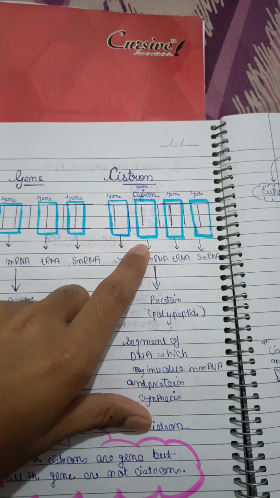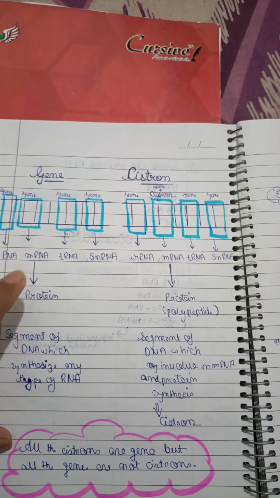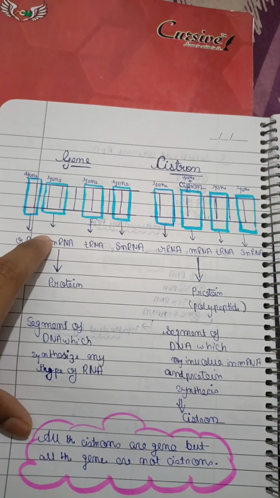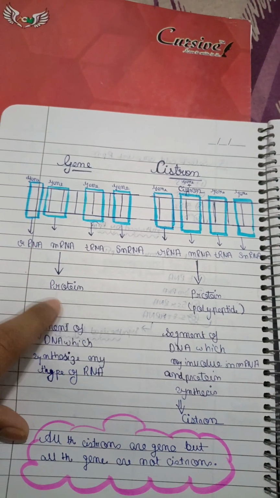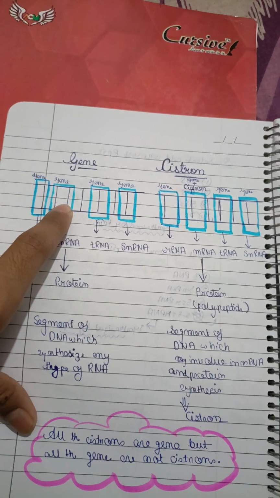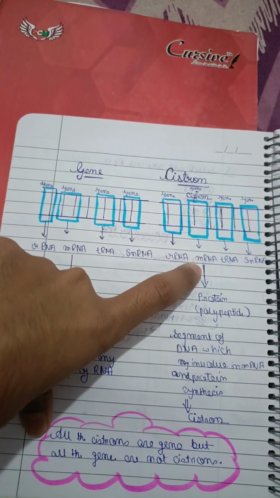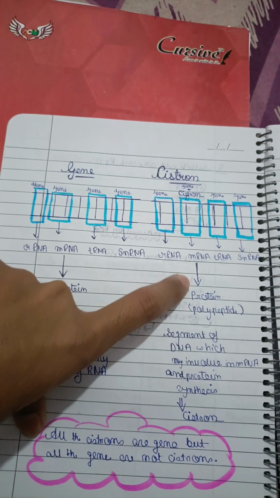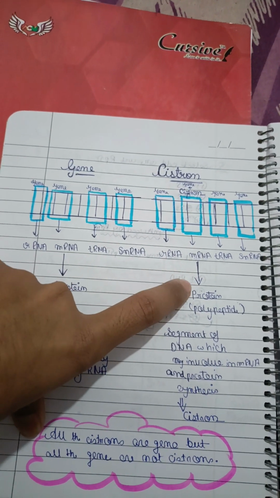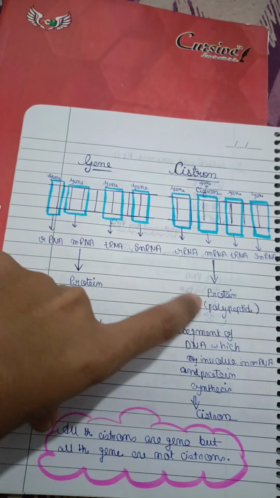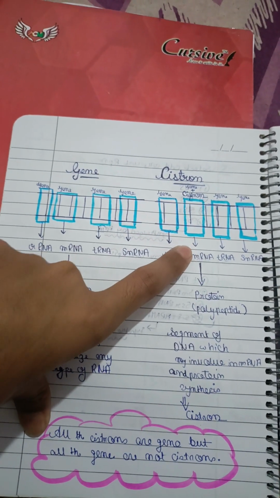But a cistron is the part of the segment which is only synthesizing mRNA. So it is synthesizing only the protein, and that is called the cistron. So see here, the segment of the DNA which is synthesizing only the mRNA, or I can also say which is synthesizing the protein, is called the cistron.